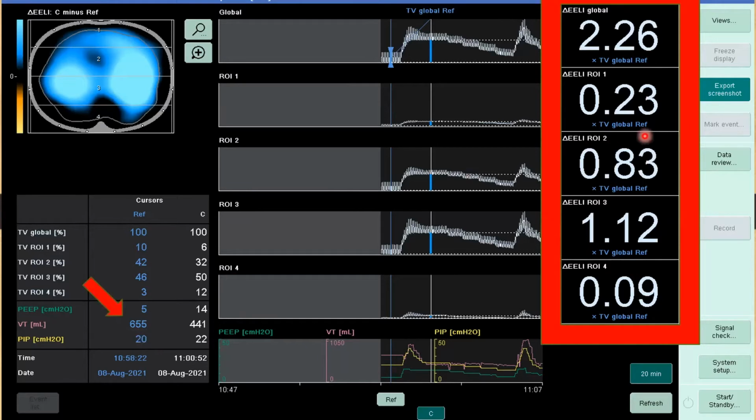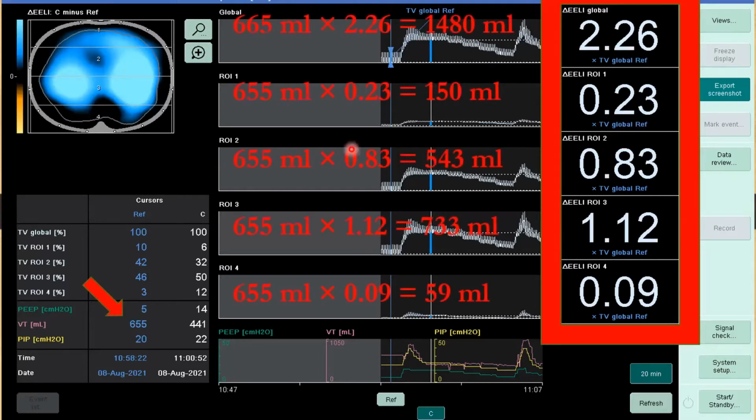And it says it right underneath. So it says multiply by tidal volume for global reference. I've done the math for you over here. So by increasing the PEEP from 5 to 14, we've been able to add 1.48 liters or 1,480 milliliters of volume at the end of expiration. And we can multiply the impedance values by the reference. And we see here that 60 milliliters at the end of expiration has been gained.